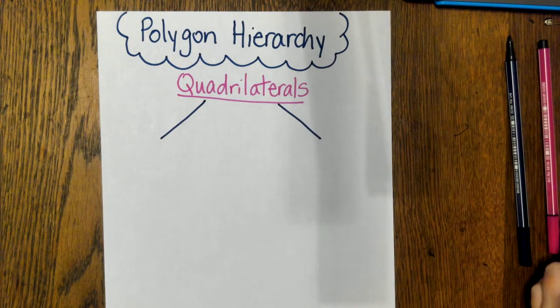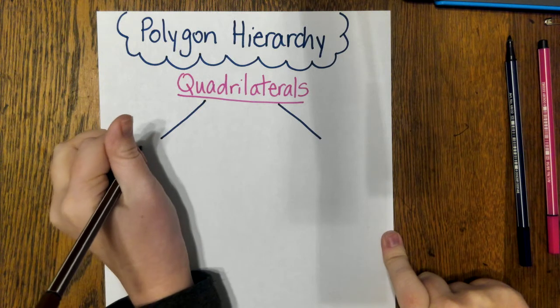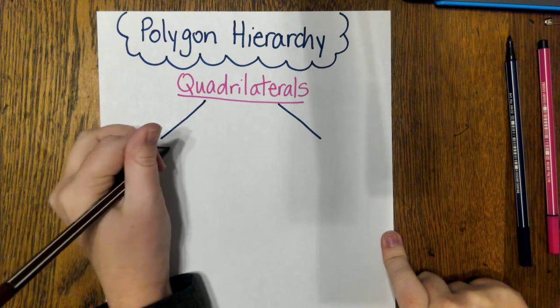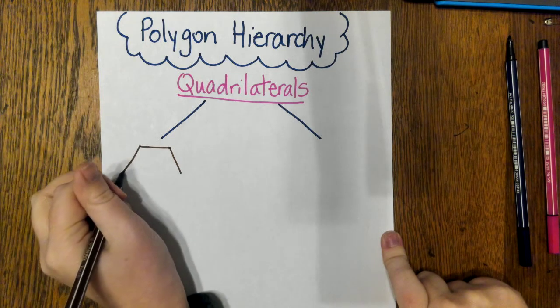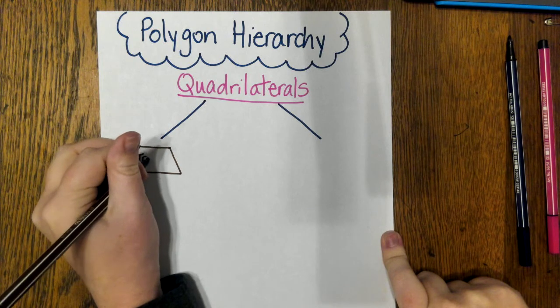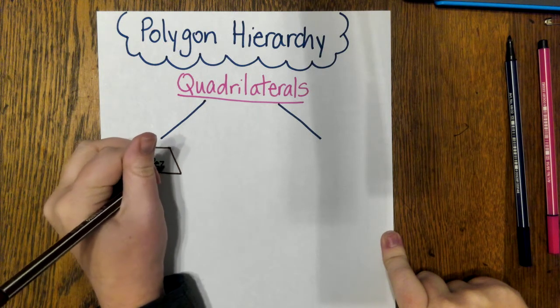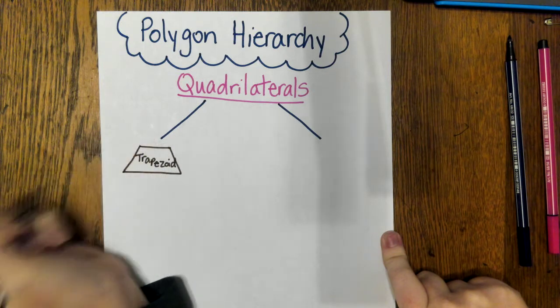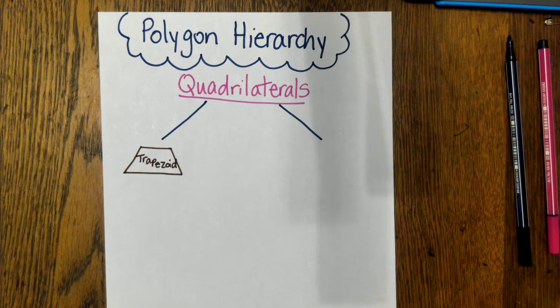Once it's a quadrilateral, we're either going to call it a trapezoid, or we're going to call it a parallelogram.